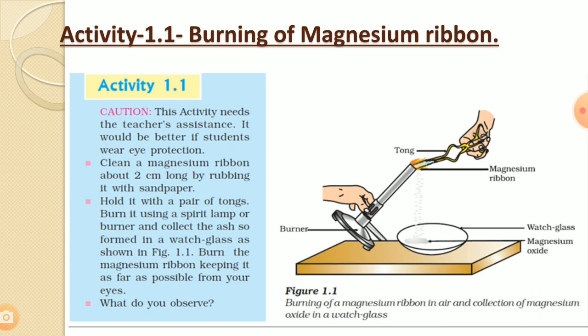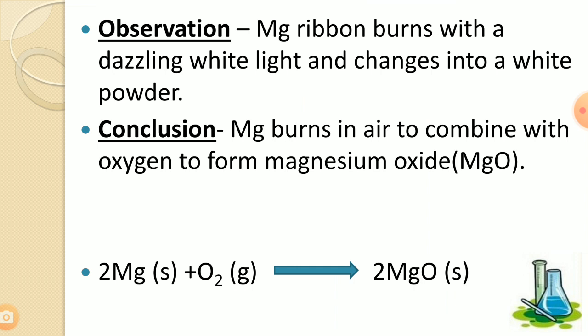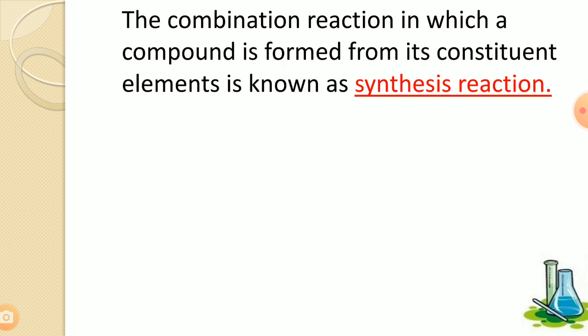Now this is burning of magnesium ribbon. This is activity 1.1. So before burning magnesium ribbon, we must clean it with sandpaper to remove a layer of magnesium oxide. So when we burn it, what observation we get? Magnesium ribbon burns with a dazzling white light and changes into a white powder. So it means it burns in air to combine with oxygen to form magnesium oxide as shown in the equation.